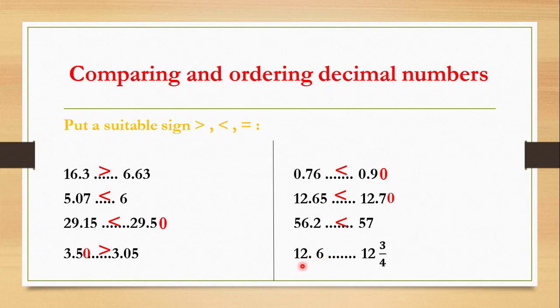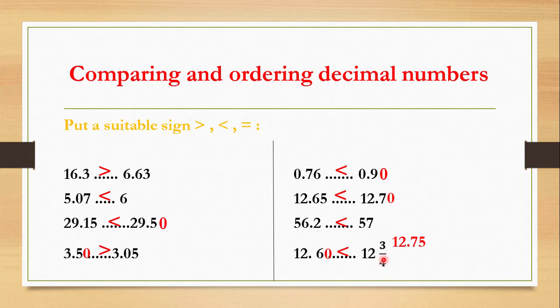The last one, here we have 12.6. But here we have 12 and 3 over 4. How can we compare between them? Let's think. We said before 3 over 4 is 0.75. So 12 and 3 over 4, or 12 and 3 quarters, equal 12.75. Okay, let's see. Here we have 12.6. The whole number here and here is 12. Here we have only one decimal place. Here we have two decimal places. So let's add 0. Now we have 60 and 75. Of course, 60 is less than 75.